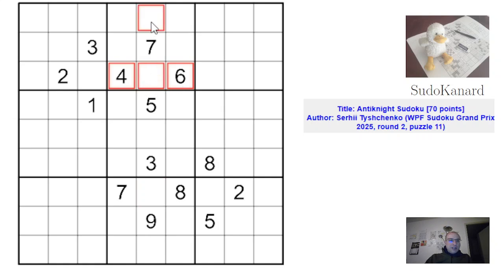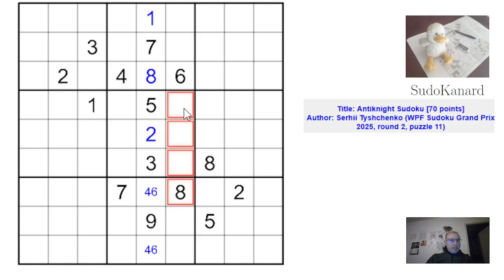that 4, 6 are obviously not in here, and they're not in here because of the Antiknight rule. So inside this column, 4 and 6 must be there. Now here I need 1, 2, and 8, sorry. 2 is not here, and 8 is there, and 8 could not be here either. Now, speaking of 8, 8 is not here, it's not here, and it's not here, so this is 8.